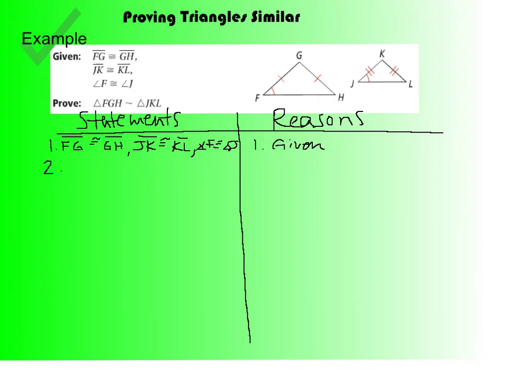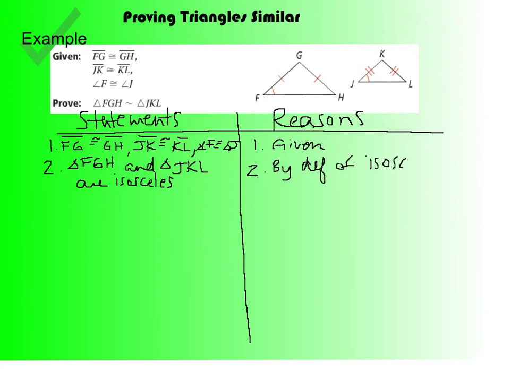I'm going to say for step 2 that triangle FGH and triangle JKL are isosceles. And the reason I know that is by definition of isosceles. So I'm going to put that in there, and then we're going to start thinking about step number 3. So if I know that these 2 triangles are isosceles, then for step 3, I'm going to go into what I know about isosceles and their angles.